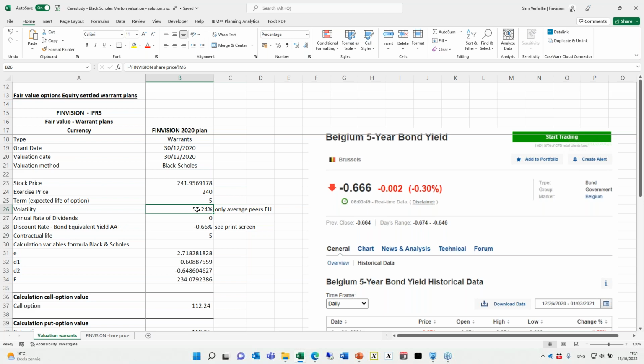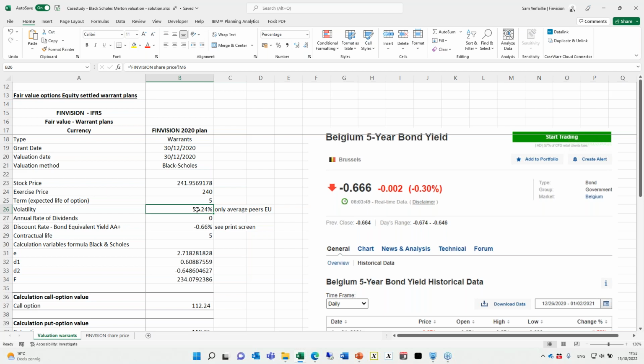Very often, if you're a private company, you don't have your own reference points because you're not quoted, or maybe you did an IPO and you only have a quarter or 6 months of share prices, which is not a good basis. In that case, normally you will determine peers. You look for quoted peers of your company, and you will use the peers to calculate the volatility.